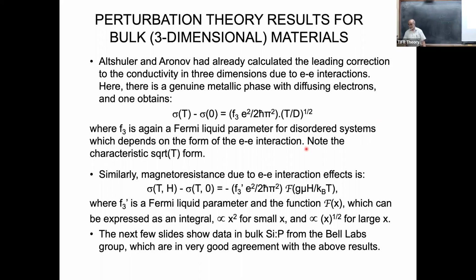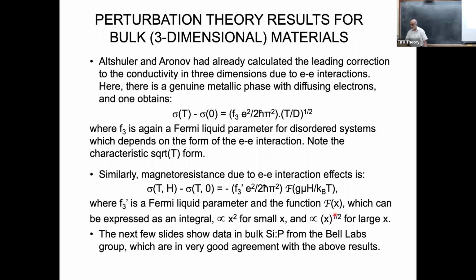Okay. And what you can find is that you can get the square root of T dependence, you can get a functional dependence of magnetoresistance, okay? And it's some integral that you can't write down analytically, but it's a numerical integral. You can do it on the computer, there's no problem doing that. And this integral, this function f of this, it's basically g mu_B H over k_B T. That is basically the magnetic energy divided by the thermal energy. That's the argument of this function.